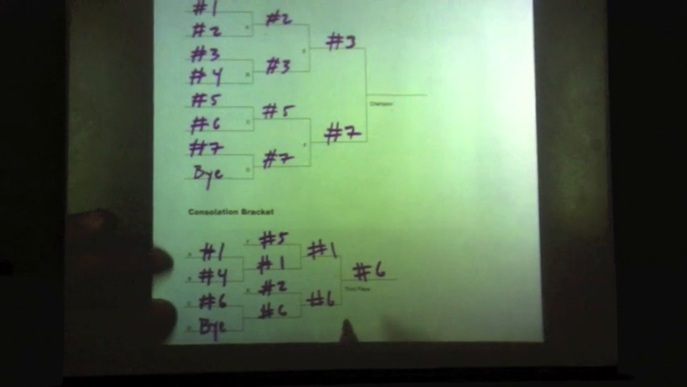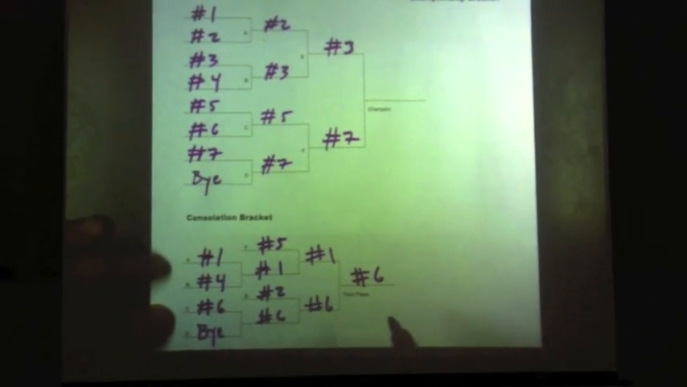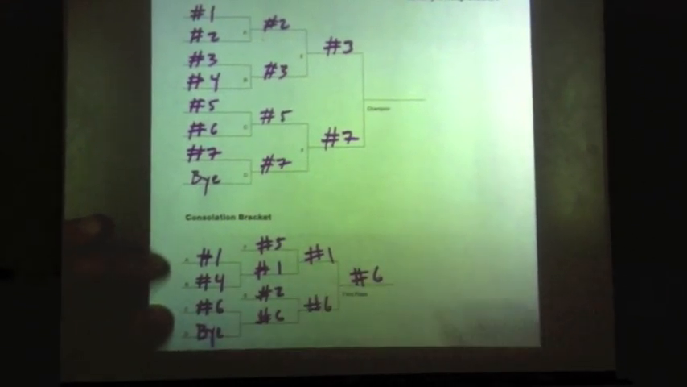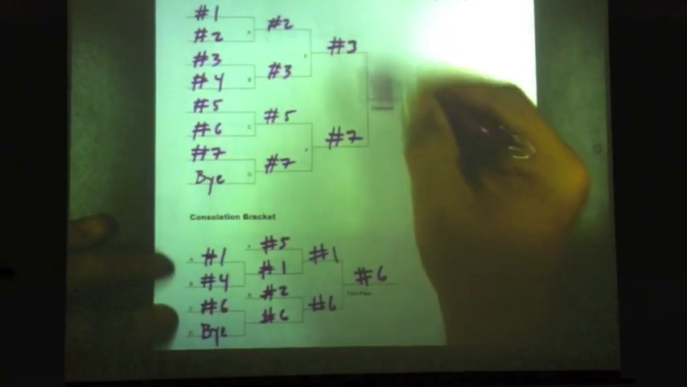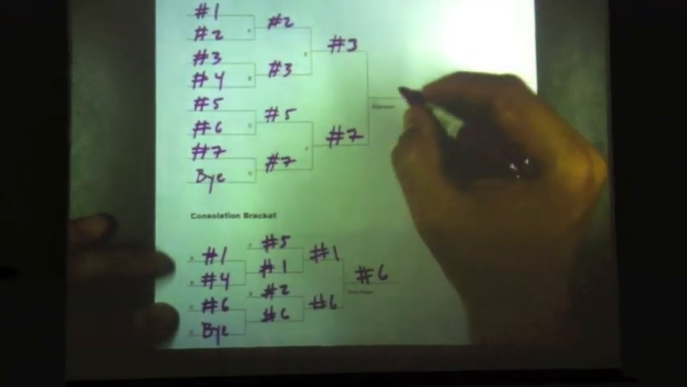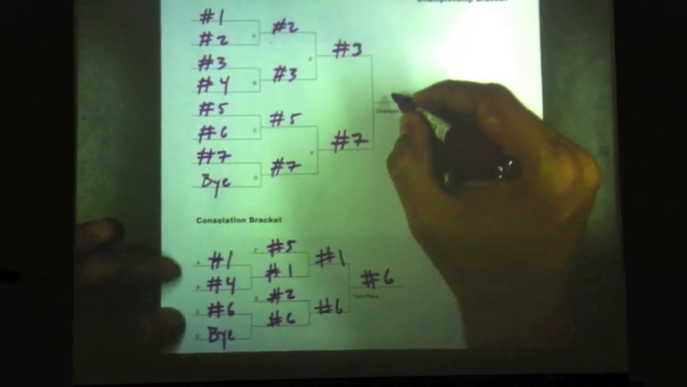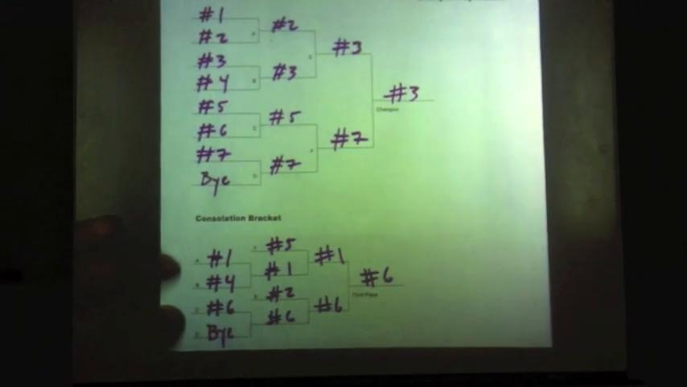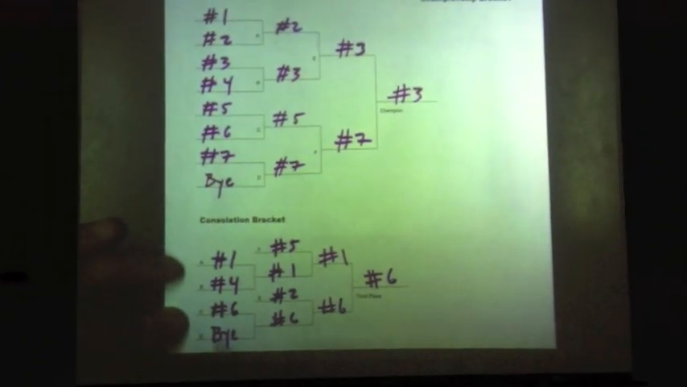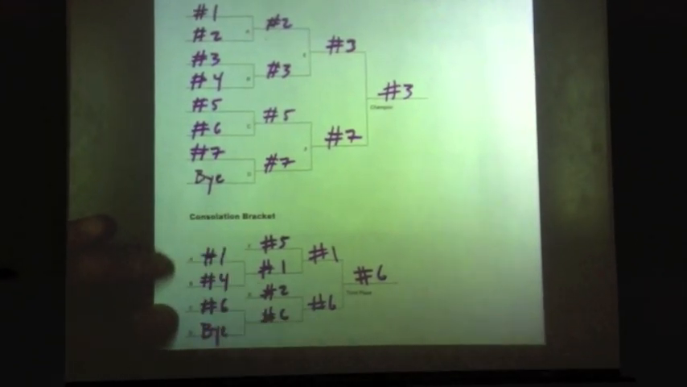So number 6 is 3rd place, and the way he got there was by winning the consolation brackets. Then you have 3 and 7 are going to fight, and we'll have number 3 win that one. All right, so now we've finished our entire bracket. As you can see, the only byes we had were in the first rounds of each bracket.